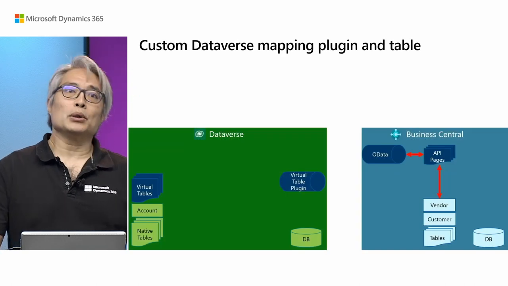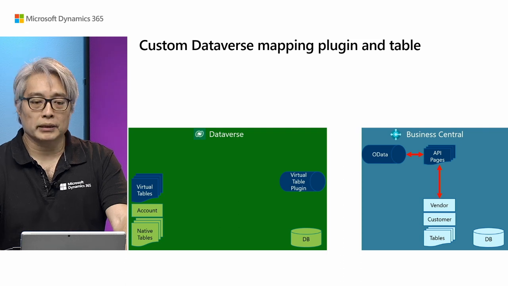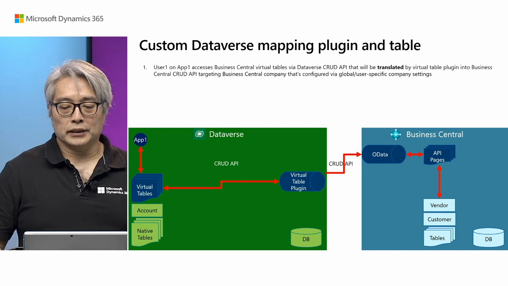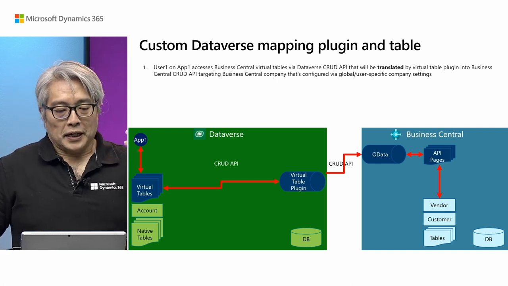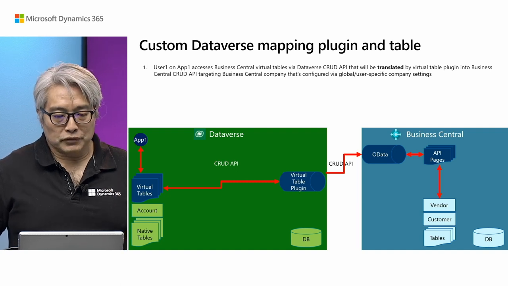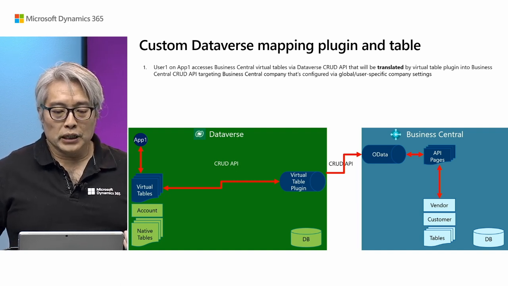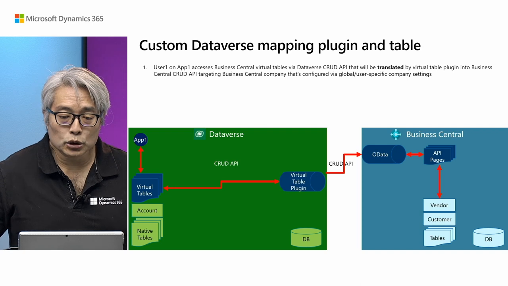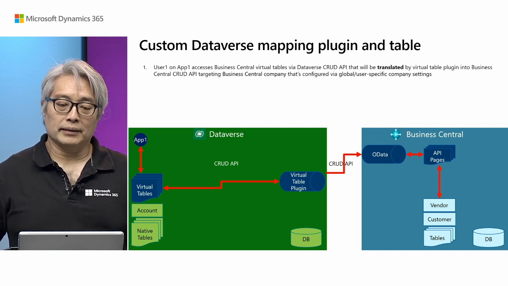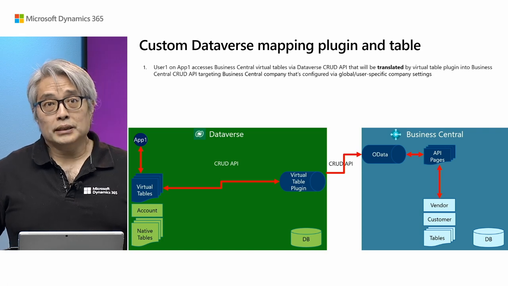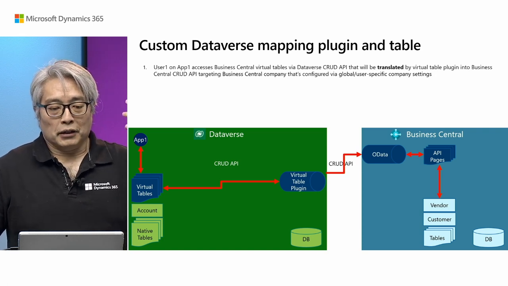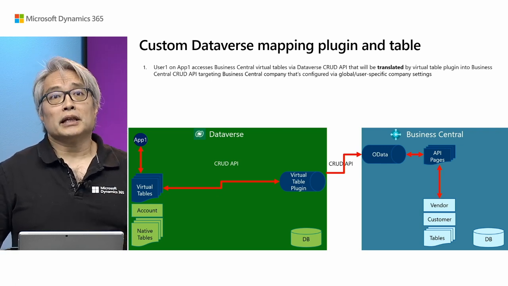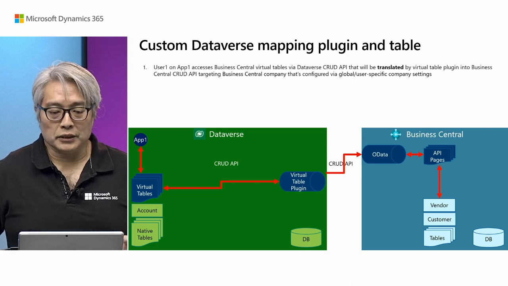Before we go to the demo, let me show you how this mapping plugin and table work, right? In the standard Power Apps that try to access Business Central virtual tables, the app, in this picture for example app 1, will use the Dataverse CRUD API to target Business Central virtual tables in Dataverse. Then the virtual table plugin will translate that Dataverse CRUD API into the Business Central CRUD API, and will target the Business Central company that has been configured with the standard global and user-specific company settings.